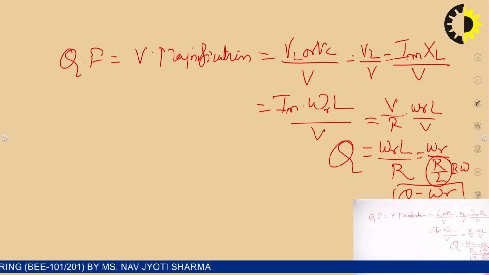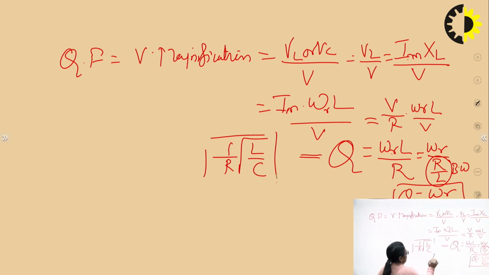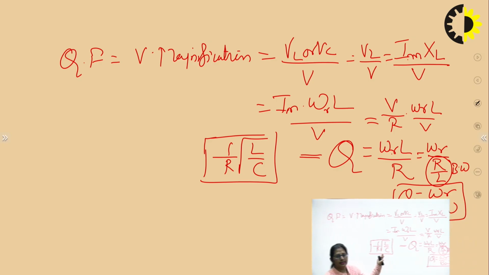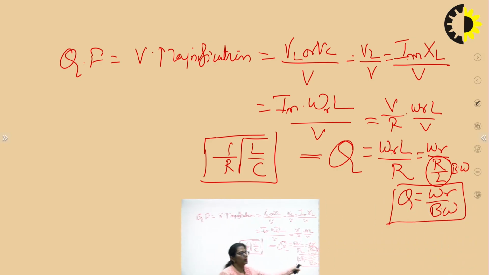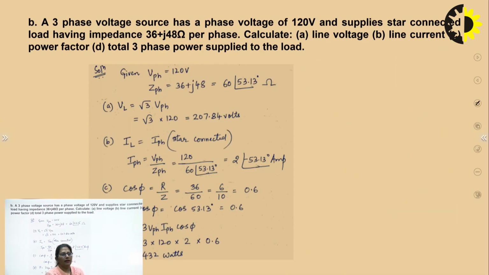In fact, if I substitute, I know that the value of omega_R is 1 upon under root LC. This is the resonant frequency in radians per second. So if that is so, I substitute omega_R as 1 upon under root LC, and I will have the quality factor as 1 upon R under root L by C. So we may give the quality factor in terms of circuit constants as 1 upon R under root L by C. It is inversely proportional to the bandwidth and directly proportional to the resonant frequency omega_R.